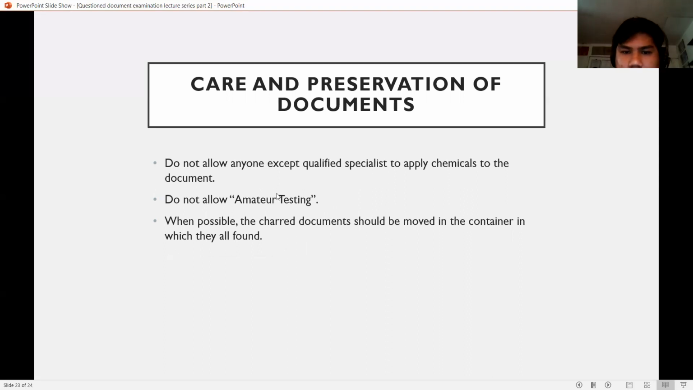And do not allow anyone, except of course the qualified specialists, to apply chemicals to the document. So only qualified document examiners can apply chemicals to the document. And do not allow amateur testing. Only professionals ra ang pwede makatest sa documents by applying chemicals, etc., or using devices like transmitted light examination, microscopic examination, ultraviolet examination, electrostatic detection apparatus, video spectral comparator, etc.